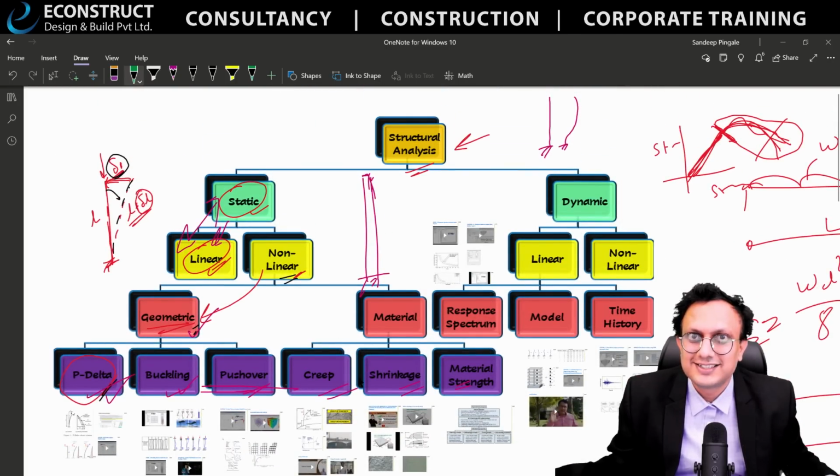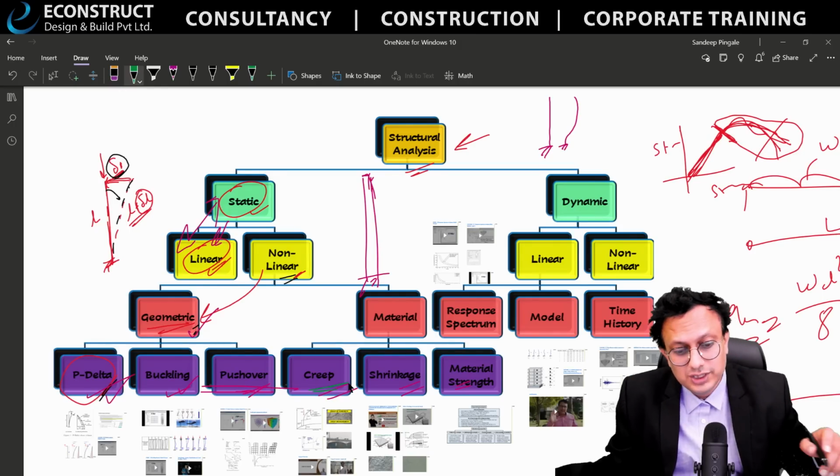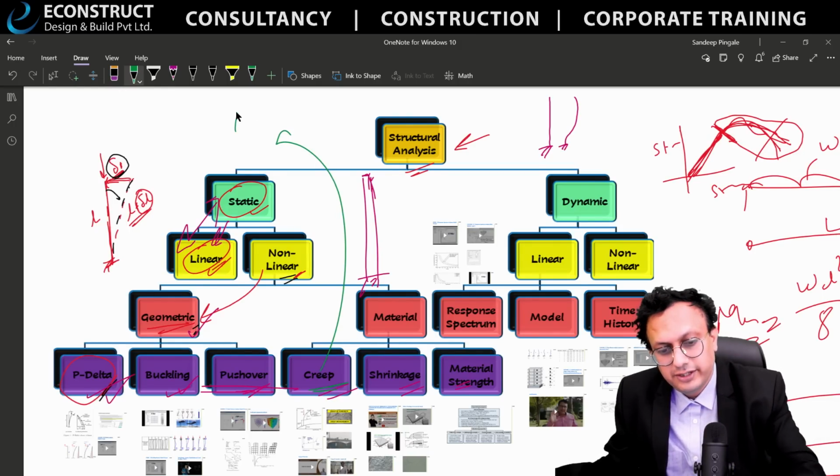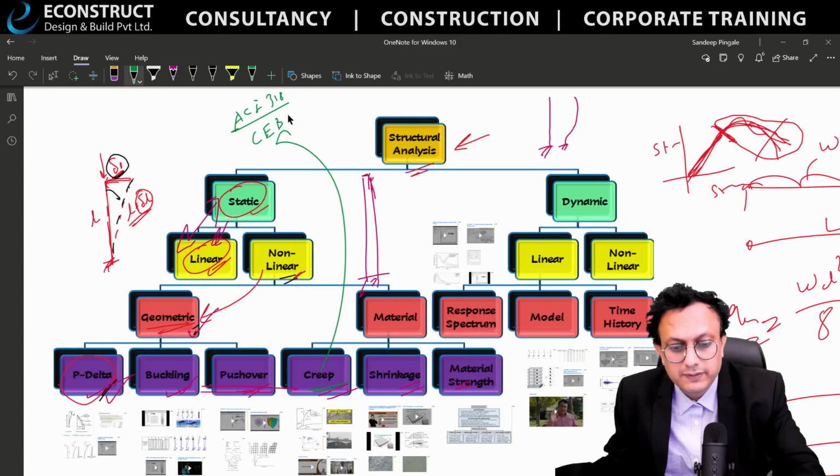The answer is yes. Are we doing it? I haven't heard about it. All right. So is it possible in the Indian code? Yeah, there are three lines given in the code with the creep coefficient and all. Is it sufficient? The answer is a big no. Then what code will you be using? ACI 318, American Concrete Institute. Then the CEB FIP code.